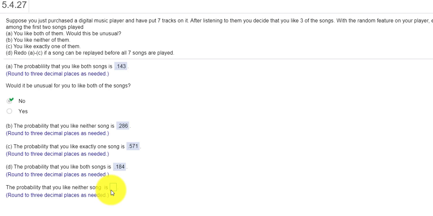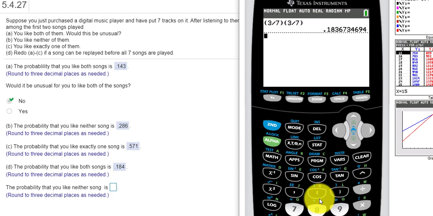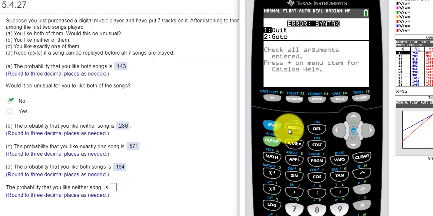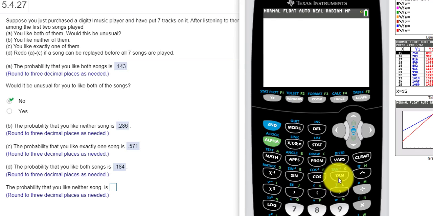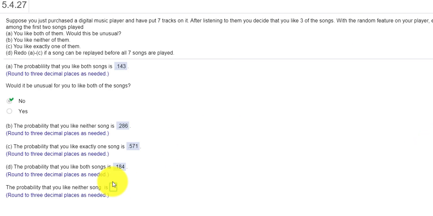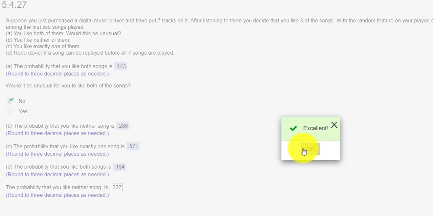For the next one, the probability that I like neither song. So remember, there's 4 out of 7 songs I do not like. So this would be 4 divided by 7 times 4 divided by 7. Those are the songs I do not like. Uh-oh. Let's go back. I made a typo somewhere. I forgot the 7. There we go. So this should be 0.327. Check answer. We get the excellent.